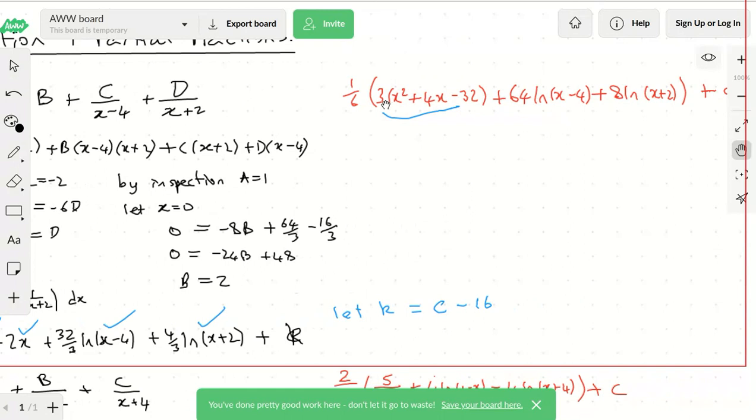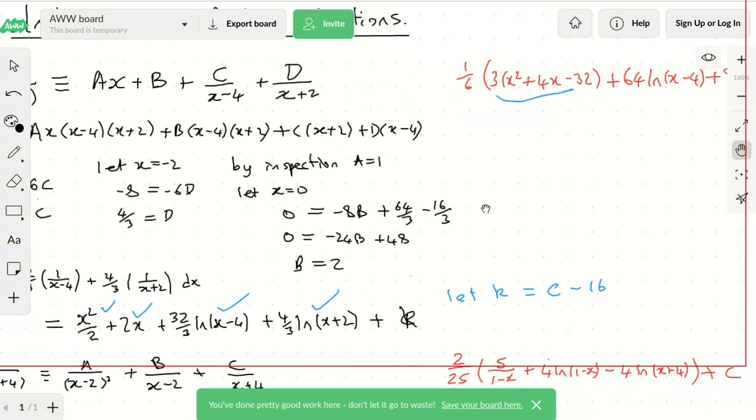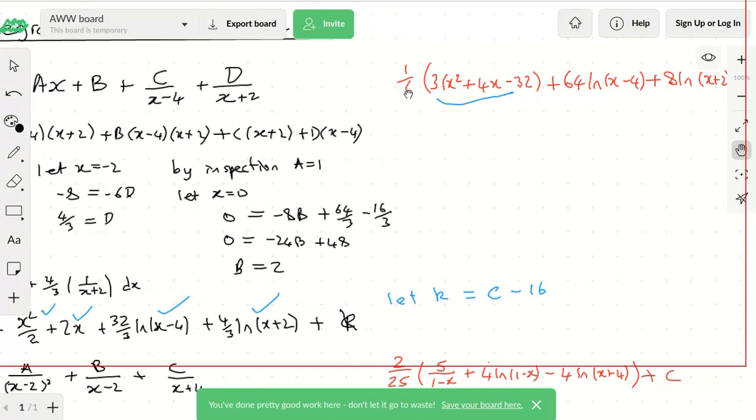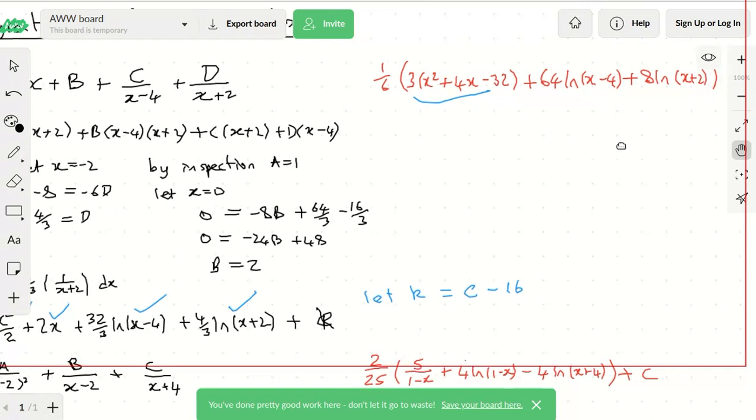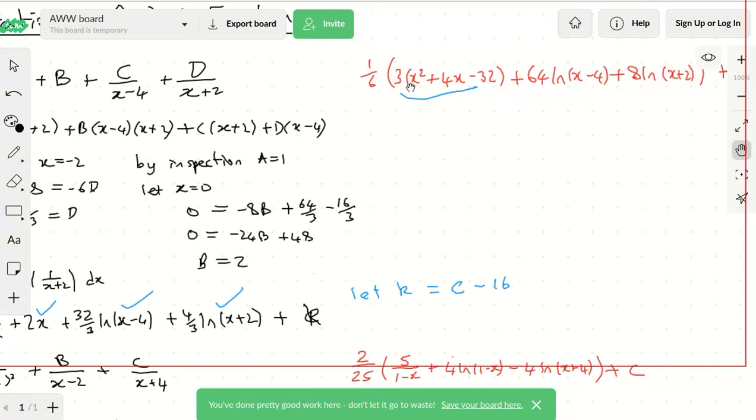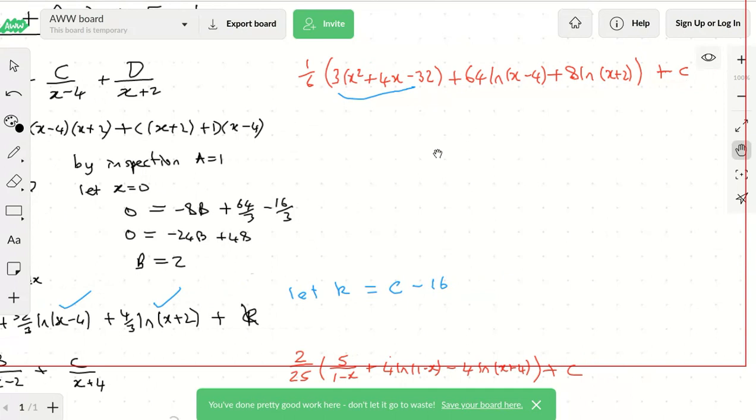We get x squared divided by 6, you get x squared over 2. Once you've done 3 times 4x over 6, you get 2x. You get all the same terms. The 64 over 6 is 32 over 3 ln|x minus 4|. The 8 over 6 is 4/3 of ln|x plus 2|. The only thing which is different is this minus 32, which after you've times by 3 and divided by 6 is minus 16. Well, just let your k equal c minus 16, and you've then got exactly the same answer as them.